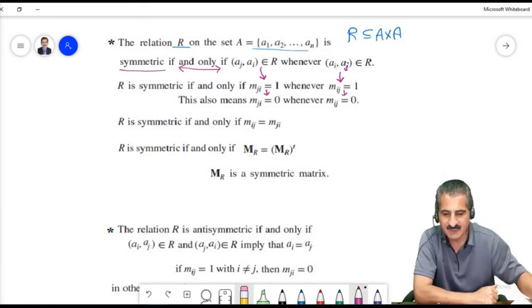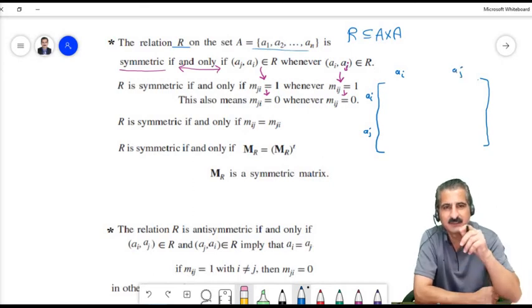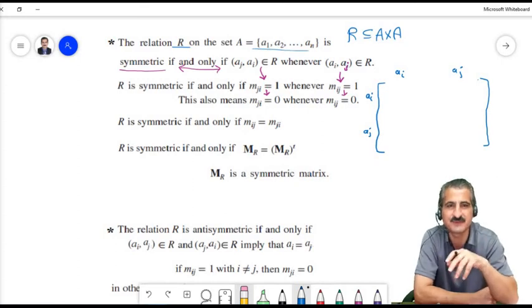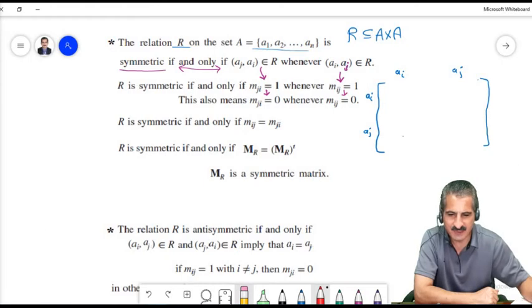Okay? Maybe to make it clear, too much talking to explain something, maybe a picture is worth 1,000 words. What if we have a_i at some place here and a_j at some other place? Then we also have a_i here and a_j. So we are listing the columns, the first column, and the first row from the same set because the relation is from A to A. Now, if a_j is related to a_i, that means we have 1 here.